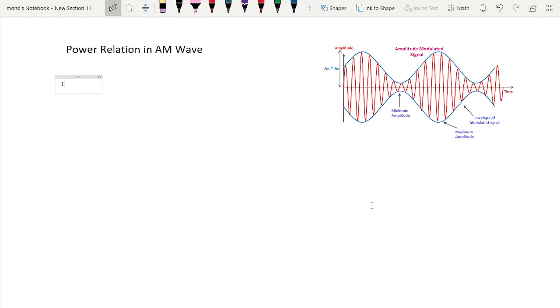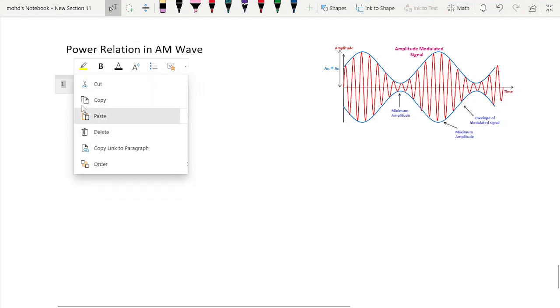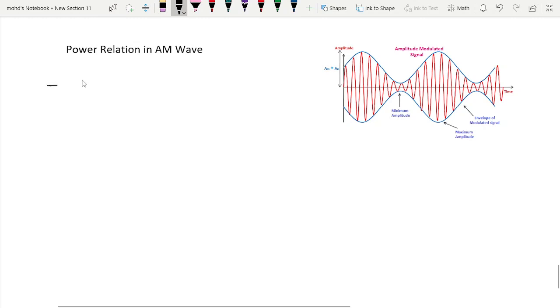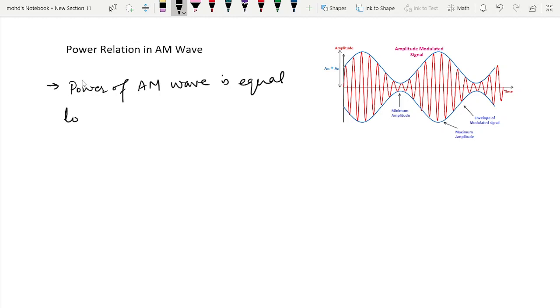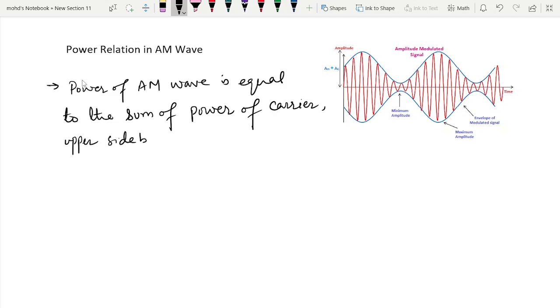Discuss the power relation in AM wave. As we know, the power of AM wave is basically equal to the sum of the power of carrier and sideband power. So we can say the power of AM wave is equal to the sum of power of carrier, upper sideband and lower sideband frequency component.